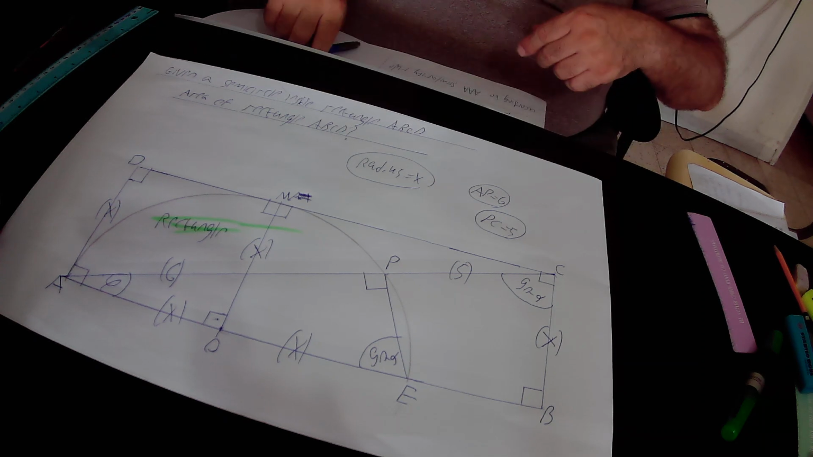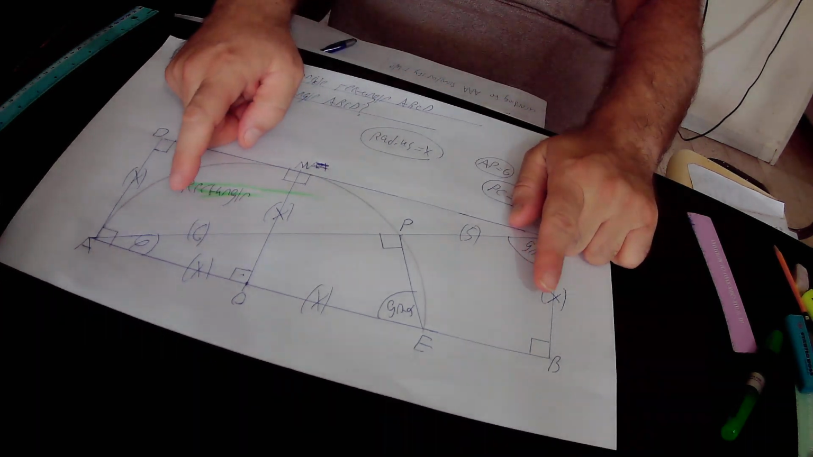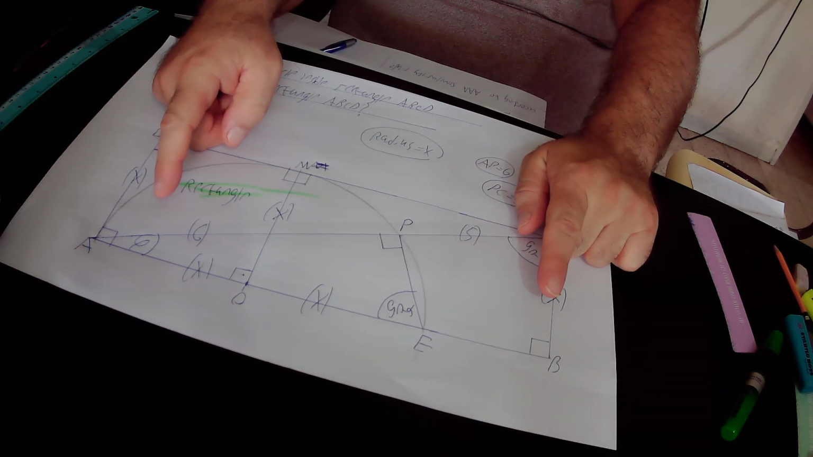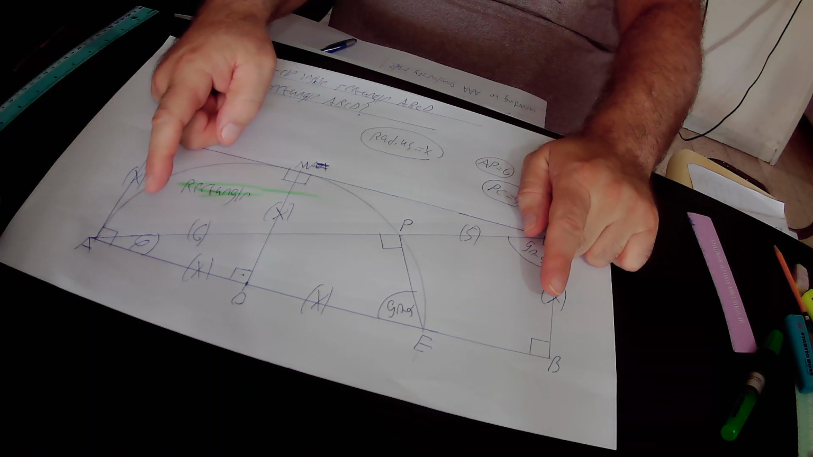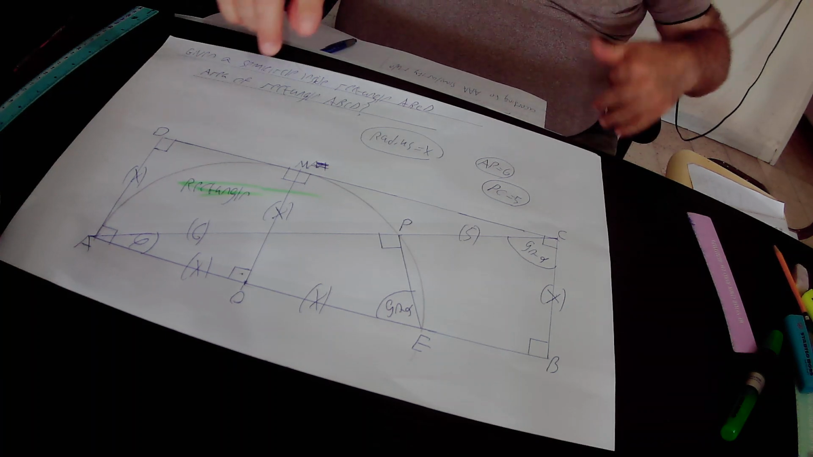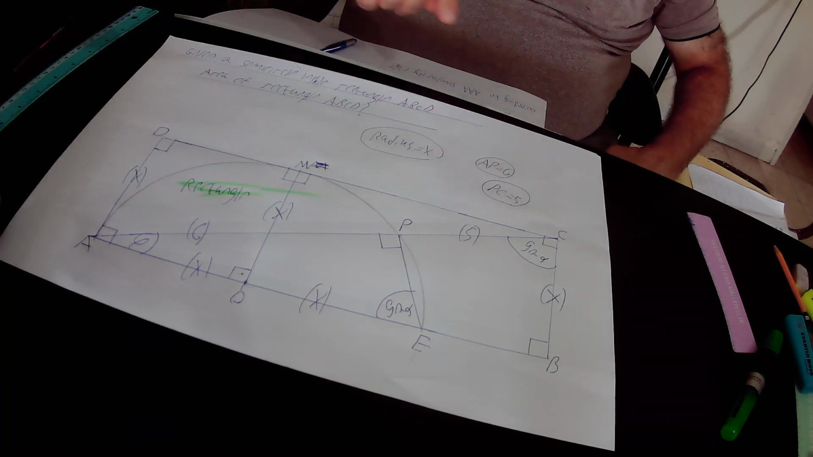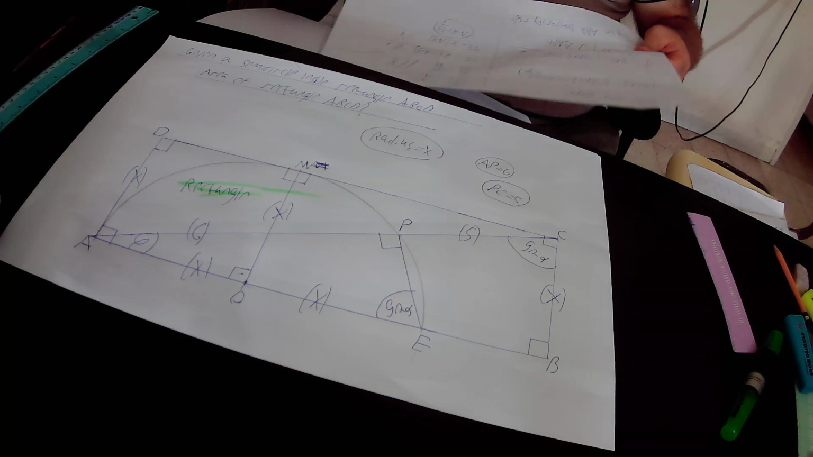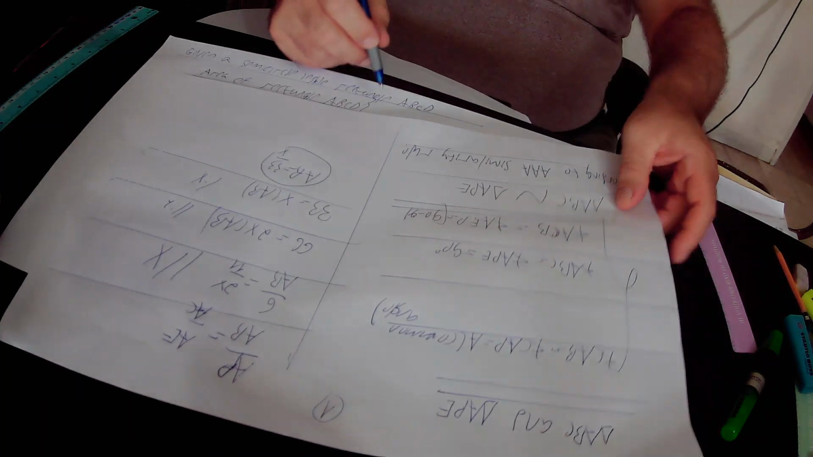So the length of this side AB of heptagon ABCD is equal to 33 over x units. Our mission is to find out the area of this heptagon ABCD. So what is the area of heptagon ABCD?